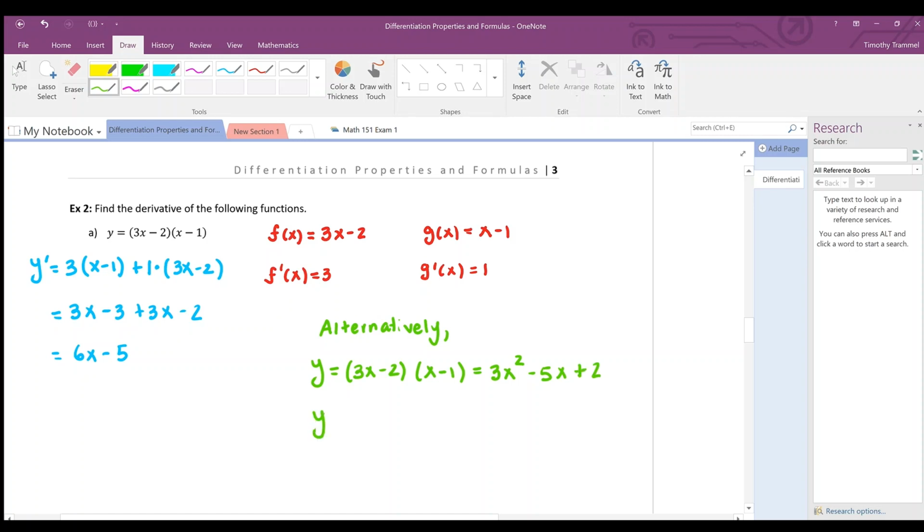And then if you were to take the derivative of that, right, the derivative of x squared is just 2x, so I have 3 times 2x. And then the derivative of x is just 1, so I have minus 5 times 1. And then plus the derivative of 2, which is 0. And so this just becomes 6x minus 5. Okay. So we could have done this by, again, foiling and then taking the derivative. But notice they're both the same.